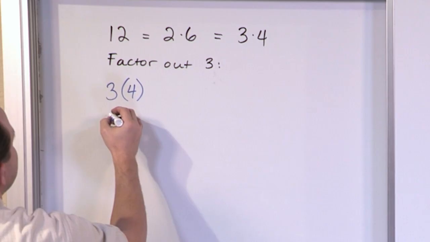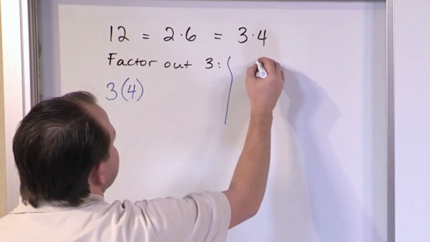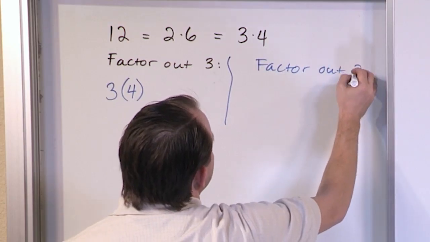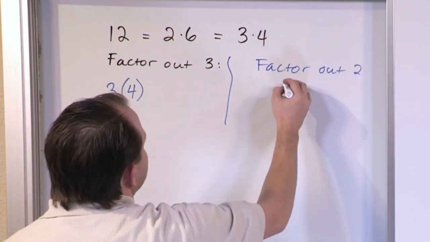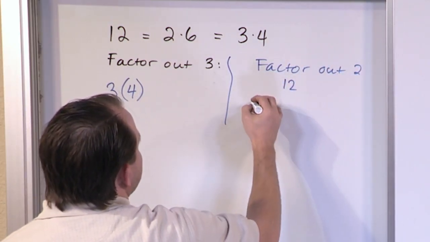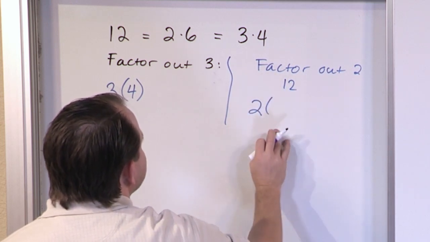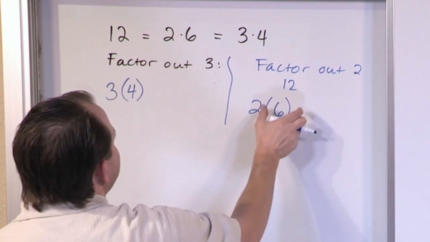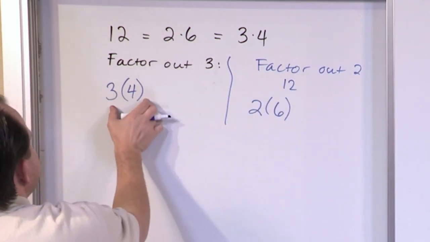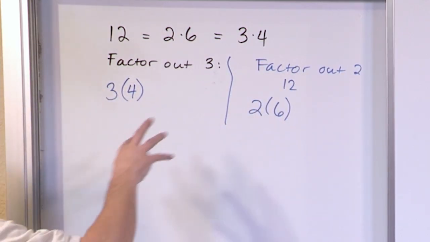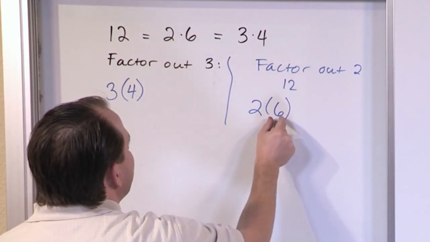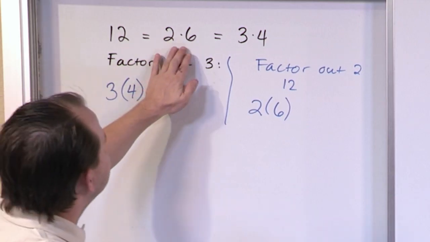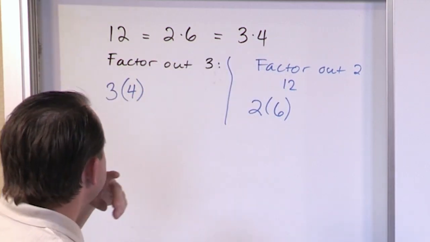If I tell you to factor out a 2 from 12, here's your 12, you want to factor out a 2. Well, you have to pull the 2 out. What's going to be left inside? It has to be 6, because we're basically saying this is equal to 12. When I reach into 12 and I pull out a 2, what's left has to still multiply together to give me 12. That's why I wrote these down, to remind you of what 12 can be multiplied together to make.